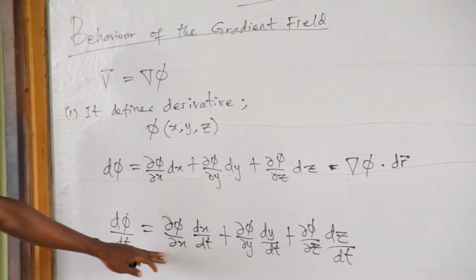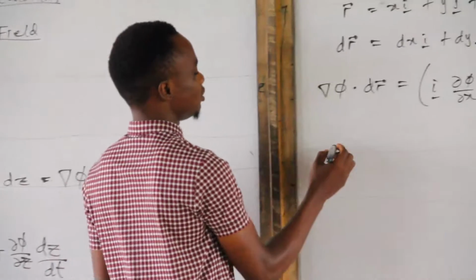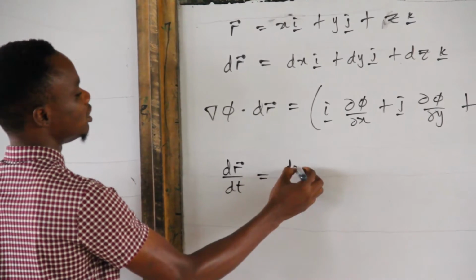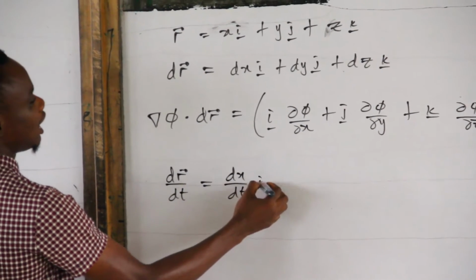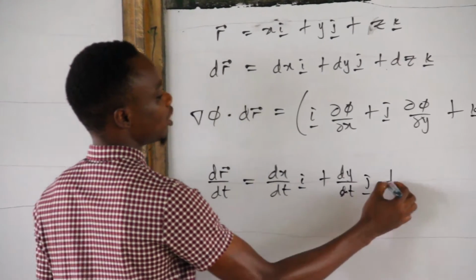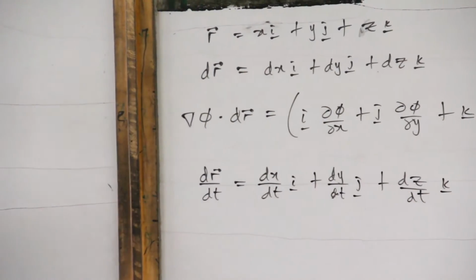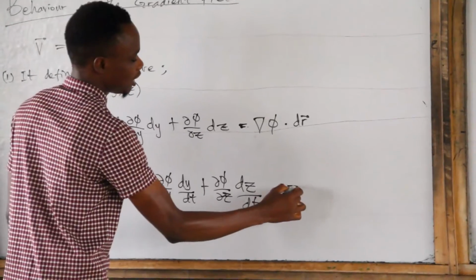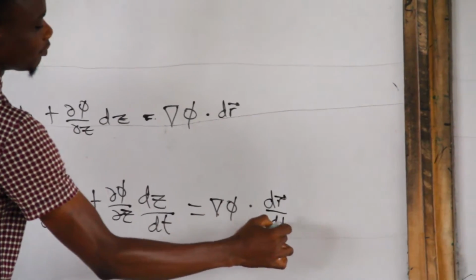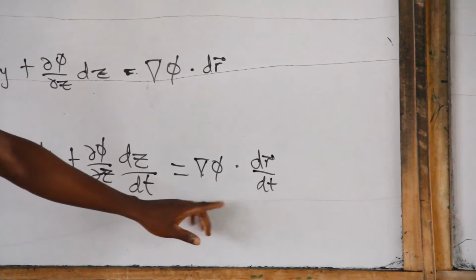And similarly, that means that what I have here is the same thing as dr/dt. From this expression, dr/dt will be equal to dx/dt i plus dy/dt j plus dz/dt k. So basically, what I have on this side is the same thing as having nabla phi multiplied by what? dr/dt. That means that I can use this to obtain the directional derivative.